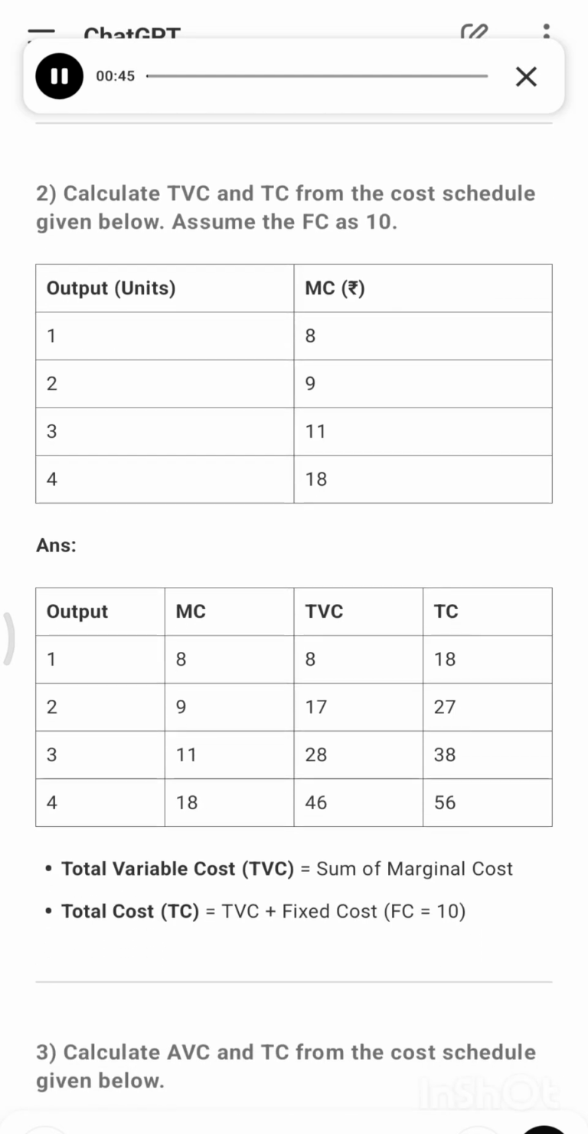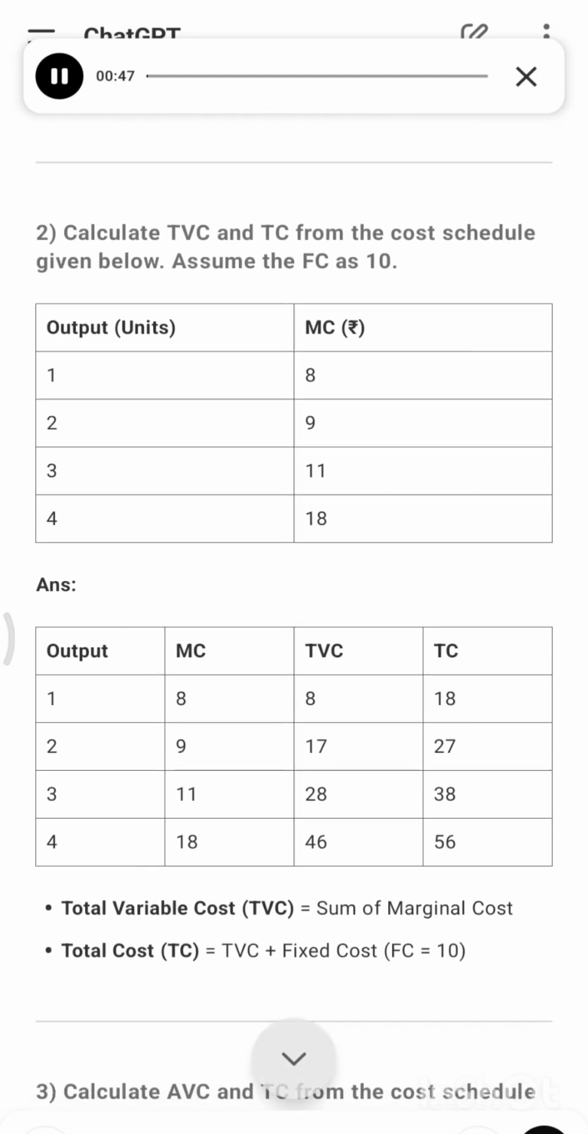2. Calculate TVC and TC from the cost schedule given below. Assume the FC as 10. Output units and MC: 1, 8; 2, 9; 3, 11; 4, 18. Output, MC, TVC, TC: 1, 8, 8, 18; 2, 9, 17, 27; 4, 18, 46, 56. Total variable cost, TVC, equals the sum of marginal costs. Total cost, TC, equals TVC plus fixed cost, FC, equals 10.